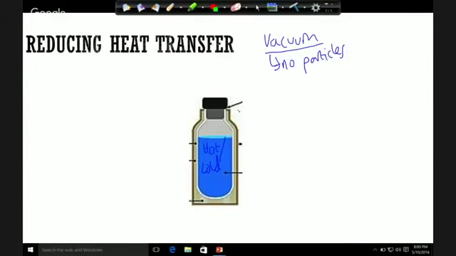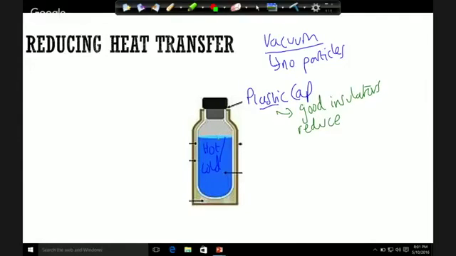So a vacuum flask then has loads of different designs which make it really good for either keeping the heat in or keeping the heat out. So first of all, it normally has a plastic cap. And plastics are good insulators. So they're the opposite to conductors. They are good insulators. So they reduce heat loss by conduction.